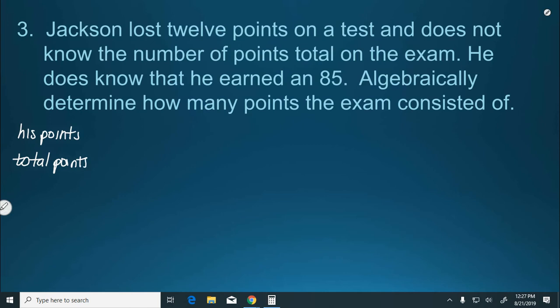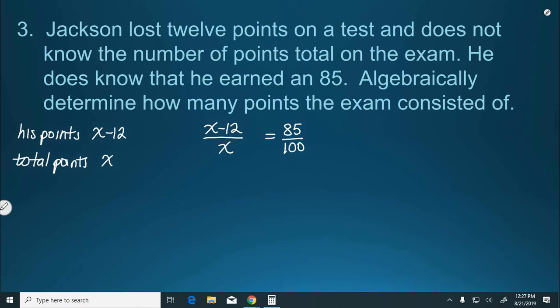All right, so an 85 means he got 85 out of 100. And we know that he lost 12 points. So if the total test is x points and he lost 12 points, that would be x minus 12. Okay, so now we can set up our ratio. x minus 12 is going to be the 85 and x is going to be the 100.